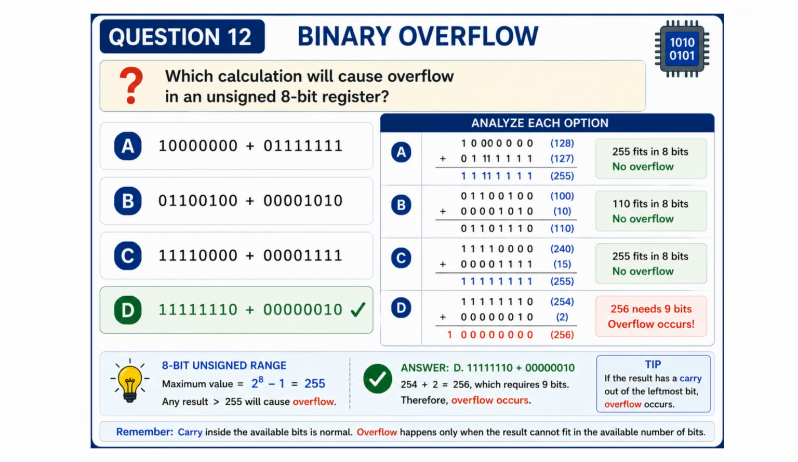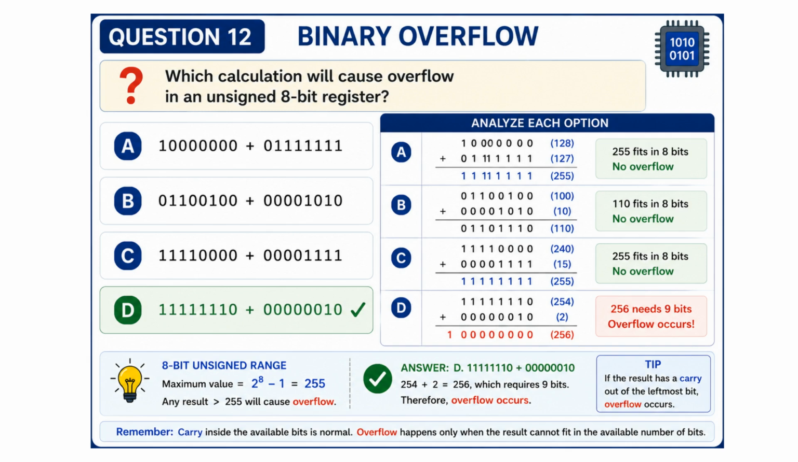Which calculation will cause overflow in an unsigned 8-bit register? To answer this, remember, an 8-bit unsigned register can store values from 0 to 255. Let's check each option. Option A, 128 plus 127 equals 255. The result fits inside 8 bits, so no overflow. Option B, 100 plus 10 equals 110. This also fits inside 8 bits. Again, no overflow. Option C, 240 plus 15 equals 255. This is the maximum value an unsigned 8-bit register can store. It still fits, so no overflow.